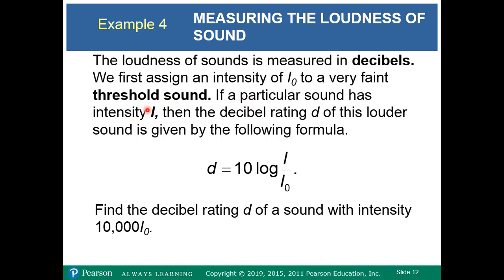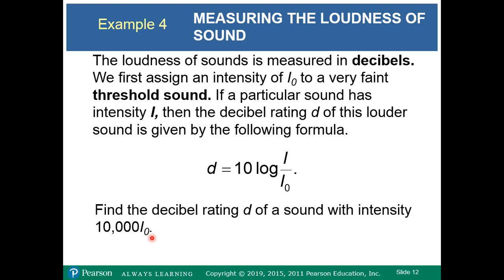If a particular sound has an intensity I, then the decibel rating is given by this log equation. So we take the proportion of the intensity of the sound divided by the reference sound, the base sound, I naught. We're going to take 10 times the log of that ratio, and that's going to be the decibel reading.